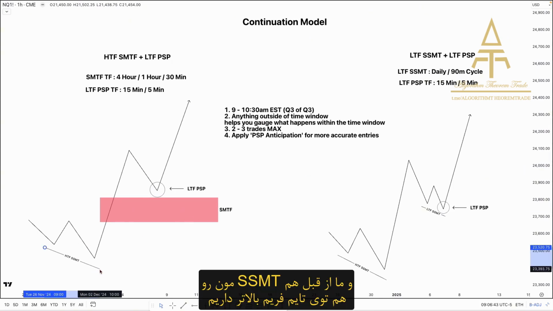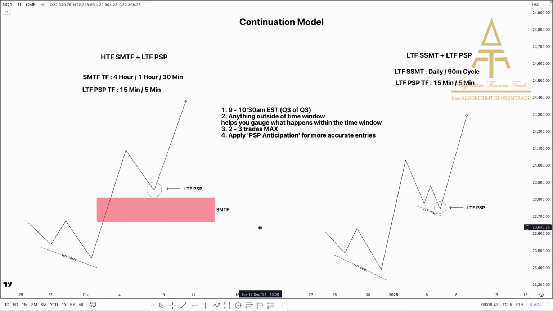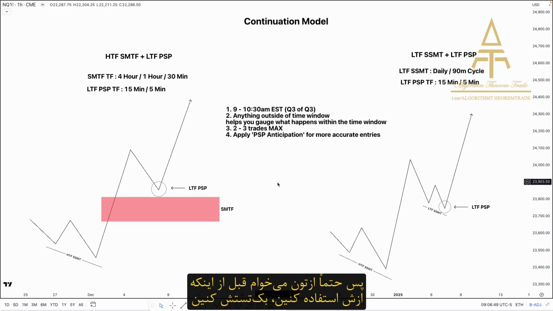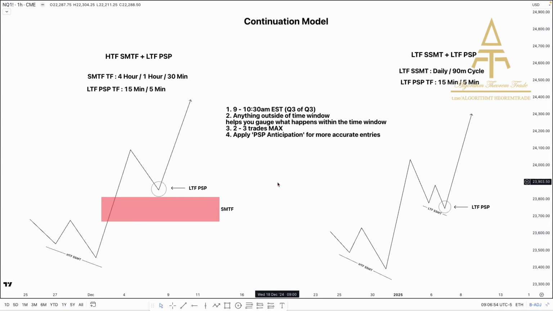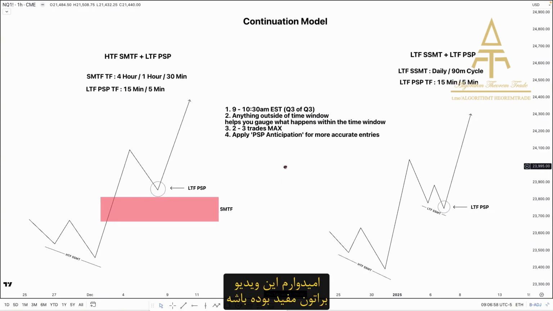And we already have our higher time frame sequential SMT. Okay? So I urge you to backtest this before following it. Okay? And yeah, I hope this was helpful.